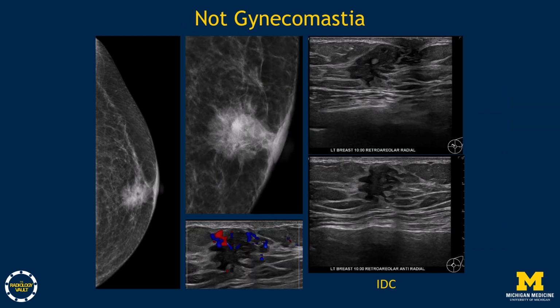Finally, I'd like to share two cases that demonstrate that not all retroareolar densities are gynecomastia. In this case, there was a palpable mass that corresponded to this dense retroareolar heterogeneous mass with spiculation of the posterior convex margin. On ultrasound, there is a hypoechoic heterogeneous, somewhat vertically oriented mass with internal vascular flow. This was an invasive ductal carcinoma and did not represent nodular gynecomastia.